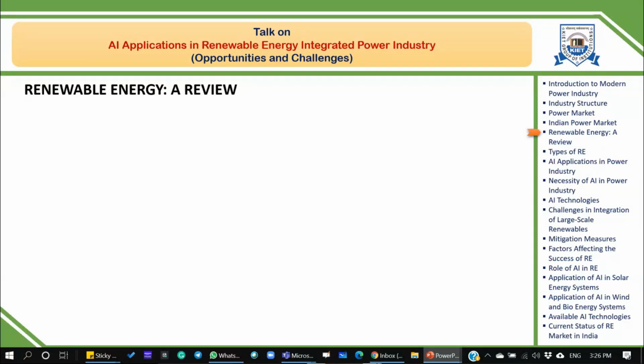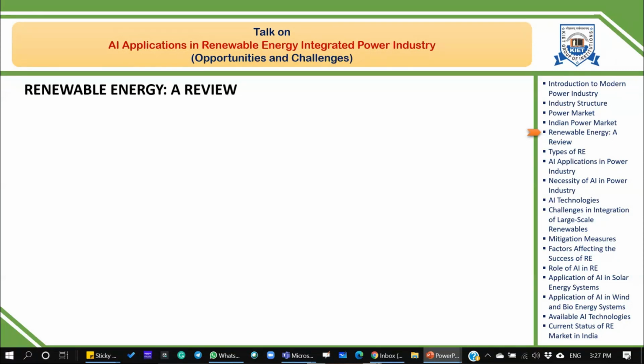Because a lot of content is here, it's a generalized topic and people are from different backgrounds, so it's required to add all the things here. That's why people can easily understand why AI is required for the renewable energy integrated power industry. Nowadays, most of the software and IT companies are involved in power generation and distribution also. Like Siemens is working continuously in this area. I will show at the last the AI-based companies working in the power industry.